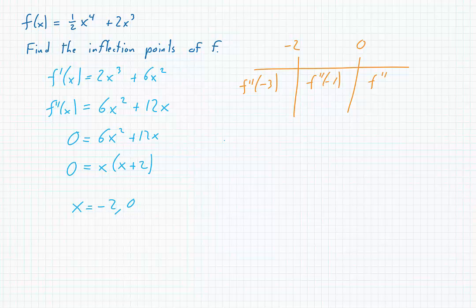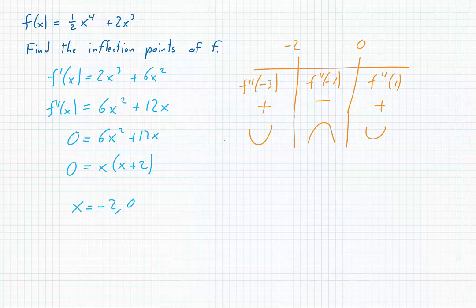So I'm going to choose f double prime of negative 3, f double prime of negative 1, and f double prime of positive 1. Plugging into the second derivative, I'm going to get 9 times 6 here, that's 54. I'm going to get a negative 36, this should be plus, concave up. If I plug negative 1 in, I'm going to get 6 minus 12, that's negative, concave down. And if I plug 1 in, everything's positive, so we're back to concave up. So I have two different places where concavity changes.